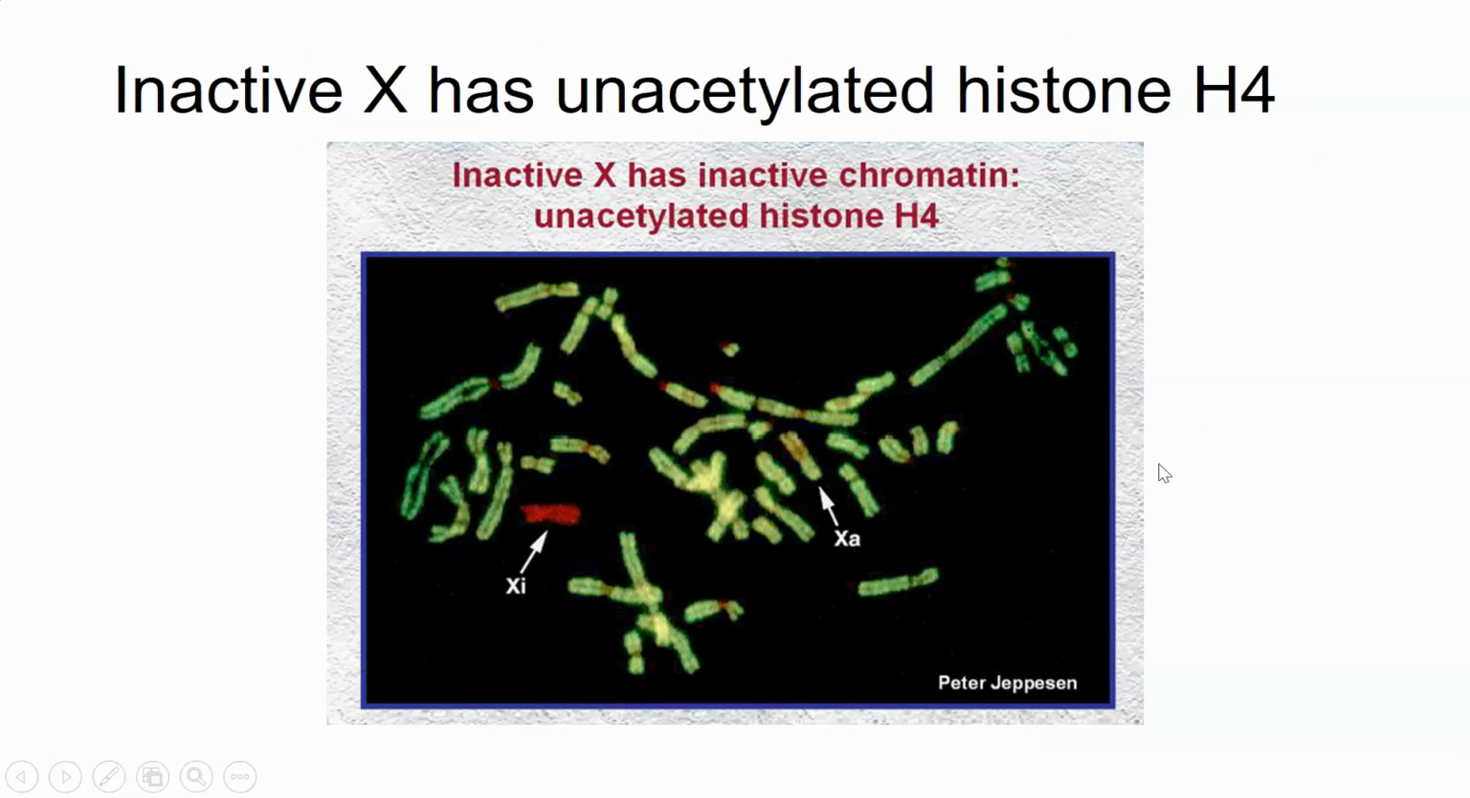Now, this slide is just showing if you look at a female cell after X inactivation has occurred and you stain it with an antibody that's specific for unacetylated histone H4. So unacetylated would be present in the heterochromatin. You will find that the inactivated chromosome is staining with this stain. It stains red, whereas the active X chromosome is not. So the inactivated X has unacetylated histone, and that correlates with inactivation.